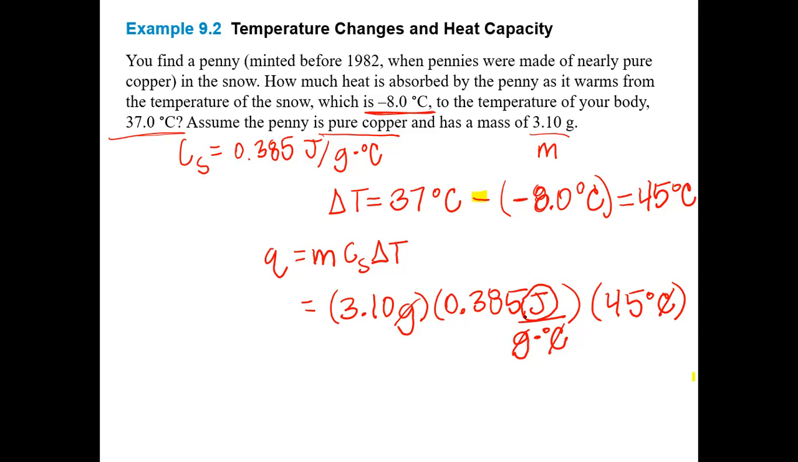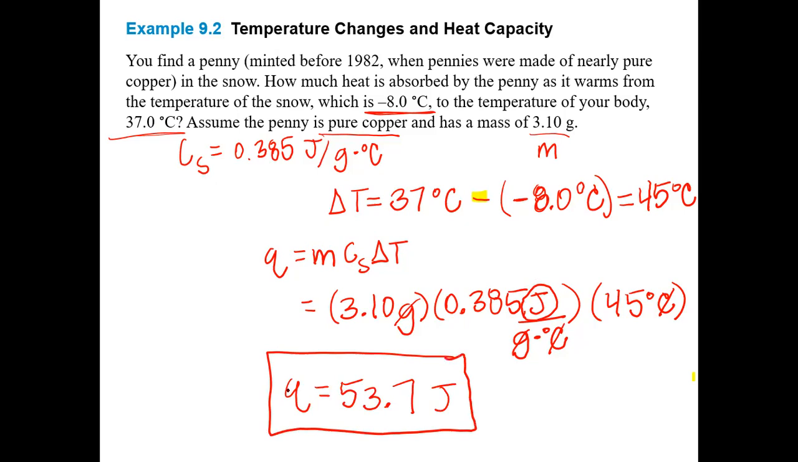What did I do? Why do I keep getting a decimal place off? Oh my God, I suck at this today. So Q, you should get 53.7 joules. That's how much heat has to be absorbed because it's positive. It's being absorbed by the penny to raise it to 37 degrees Celsius.